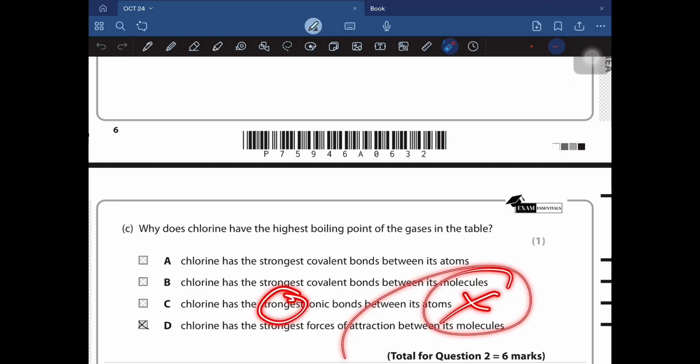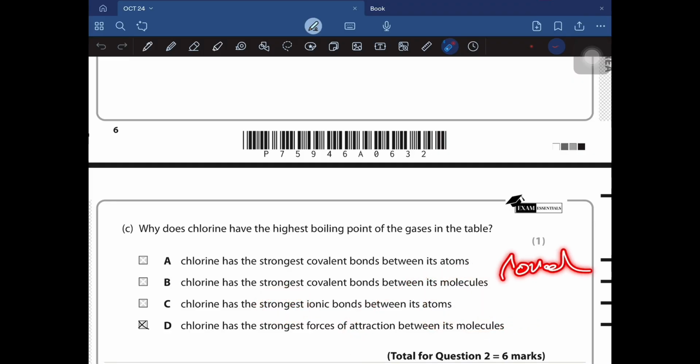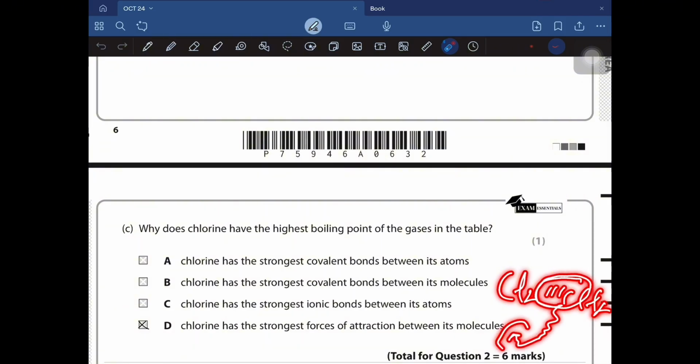Definitely not. It is not an ionic compound. It is a covalent compound, a simple covalent compound. Chlorine has the strongest force of attraction between the molecules. So this is one chlorine, and this is the other chlorine. The intermolecular force of attraction between them is the strongest.